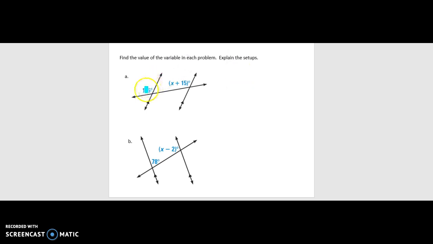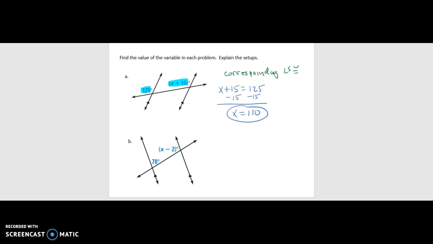Right away, if I highlight this angle and this angle, what I notice is those are corresponding angles. What do I know about corresponding angles when lines are parallel? I know that corresponding angles are congruent. So right away, if these are congruent, what am I going to do with their measures? I'm going to set them equal to each other. So x plus 15 is equal to 125. Now how do I solve for x? Subtract the 15. X is equal to 110.